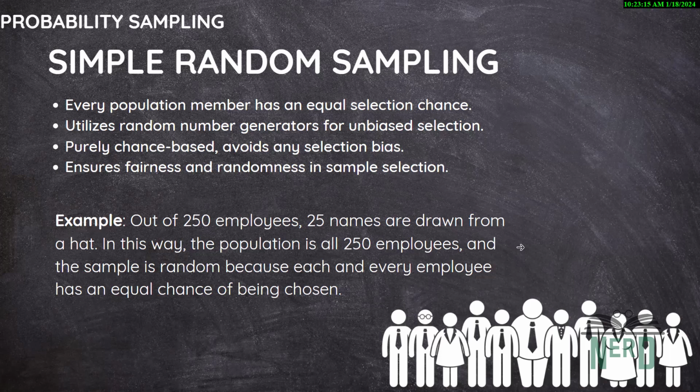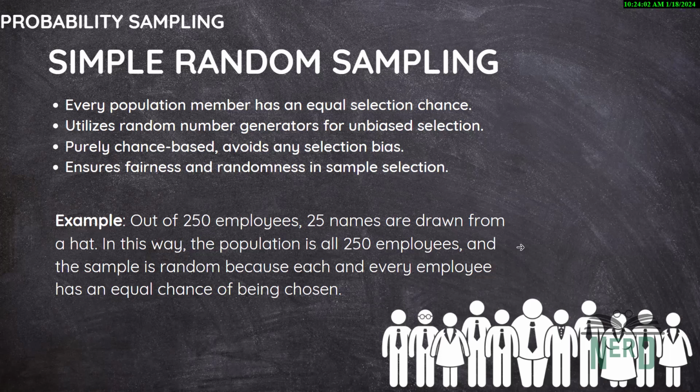Right. And how do you do this? You could use a random number generator or even old school methods like drawing names from a hat. For example, think about your school having 250 students and you need to know what they think about the new cafeteria menu. You can't ask everyone, right? So you decide to randomly pick 25 students. You write down everyone's name on a slip of paper, toss them into a jar and draw 25 names, right? And those 25 names are your sample, a mini version of your school representing everyone's thoughts, right? So that is your simple random sampling. Very simple to understand, right?